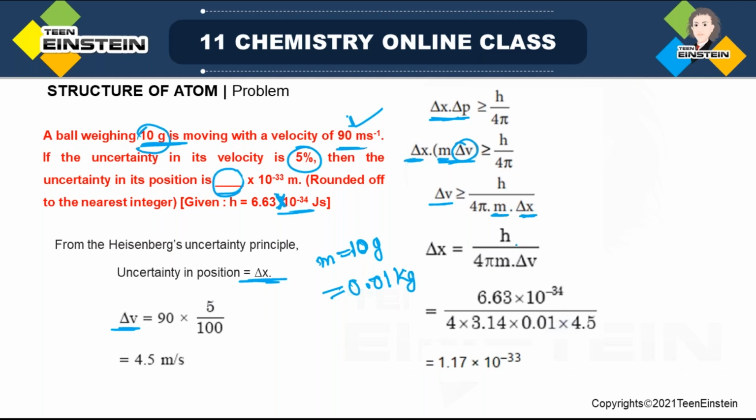Now put the value of h, 6.63 × 10 to the power minus 34 joule second, divided by 4 times the value of π, 3.14, times the value of m, and this is Δv that we have just calculated previously. So after calculation, you will find this value. It is already written in the format 10 to the power minus 33, and there is a value with it. So you have to arrange it in such a way so that you can compare with this format. And here, this is actually close to which integer? It is 1. So answer should be 1.